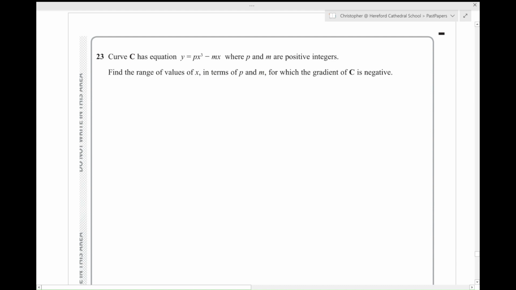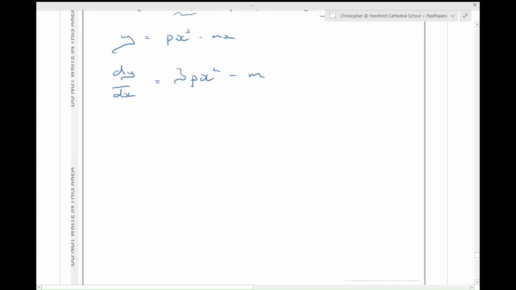Question 23. It looks like I'm going to need to differentiate here because I'm asked to find the range of values for which the gradient of C is negative. Now, if y equals px cubed minus mx, then the gradient function, dy by dx, equals 3px squared minus m. And I want the values of x which make that gradient negative. So I need to solve the inequality. The gradient has to be less than 0. So I just need to solve this.